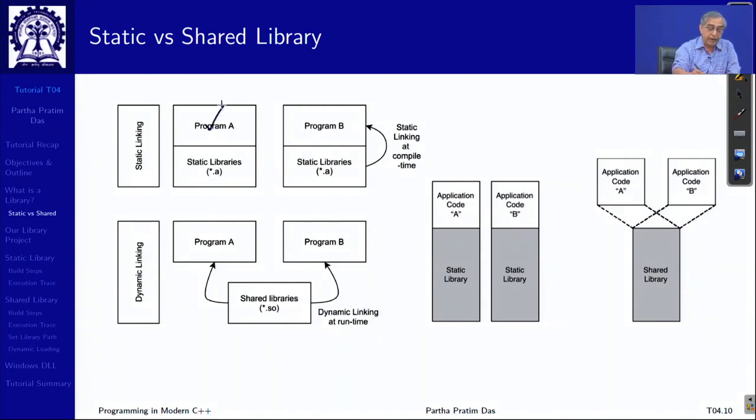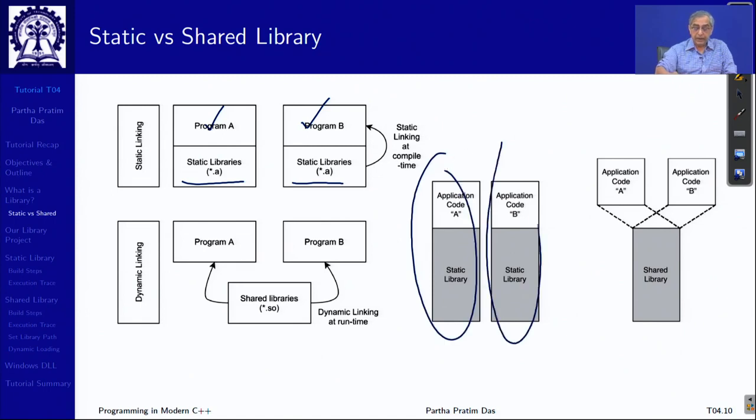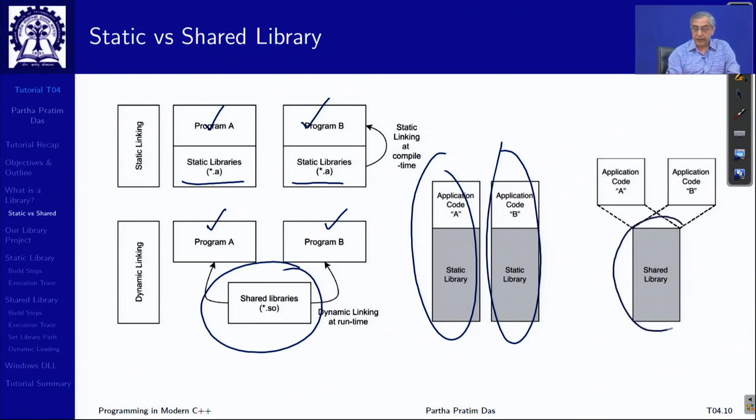So, that is schematically what it is finally. You have a program A, you have a program B, you have static libraries, and each one of them will be statically linked into these codes. If you have a dynamic library, you have program A, program B, and one common shared library, the .so, which will be dynamically linked at runtime like in here. So, a different schematic way of looking at the whole thing.